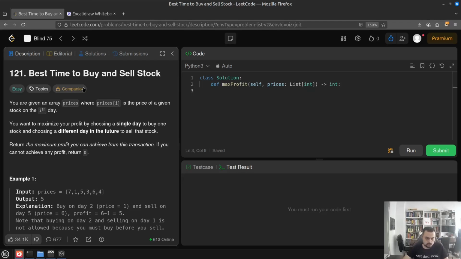And let's read the description first, and then we will go through both approaches and see how to make it more efficient. You are given an array of prices where price on index i is the price of a given stock on the ith day. Yeah, so each index represents a different day. We have a single stock, some imaginary stock, imaginary currency that doesn't exist at all.